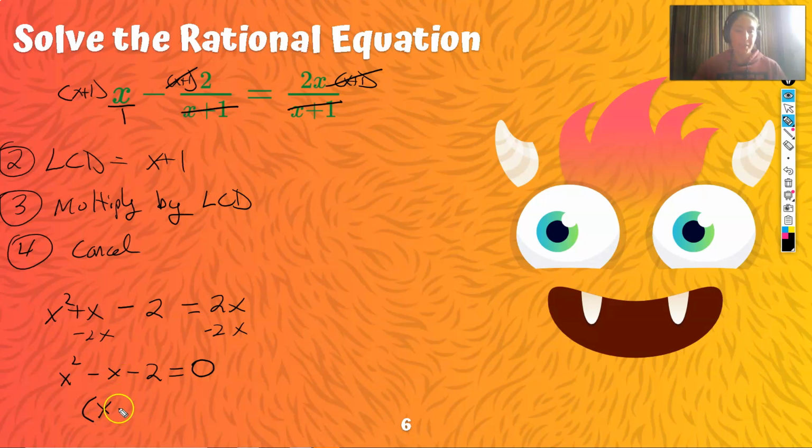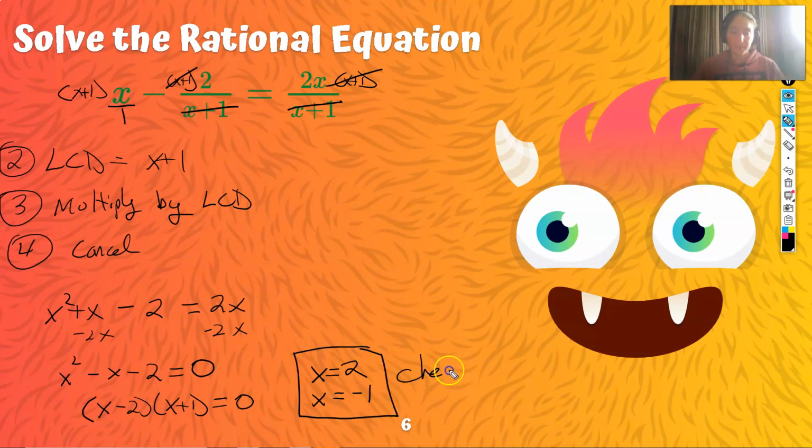This is going to factor really nice to x minus 2, x plus 1. Right? Negative 2 times positive 1 will give me the negative 2, and negative 2 plus 1 will give me the negative 1 here. Alright, so then my solutions in this case are, if my factor is x minus 2, then my solution is x equals 2. If my factor is x plus 1, then my solution is x equals negative 1. Alright, so this is what I think we have. Now let's check it, because you always got to check.